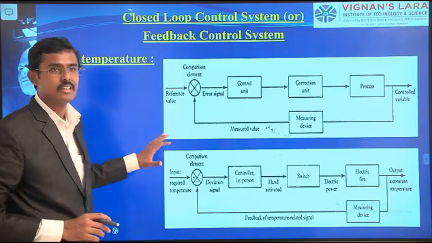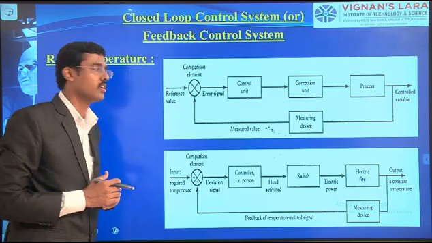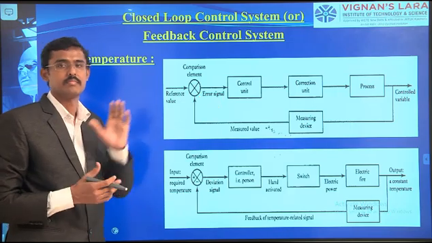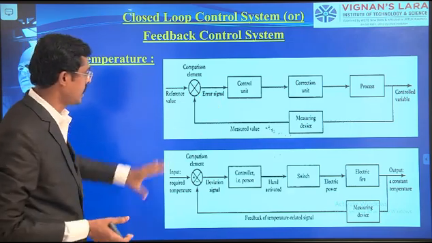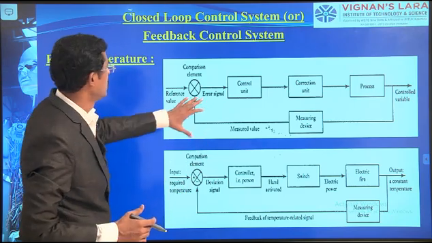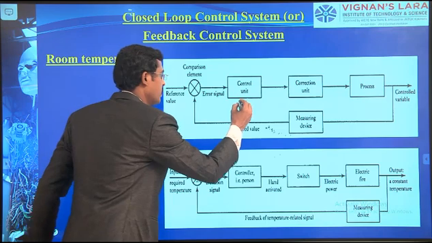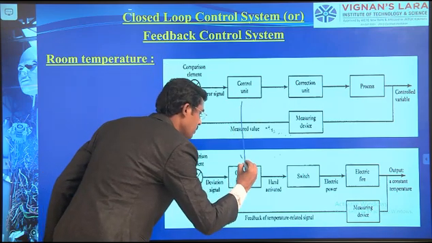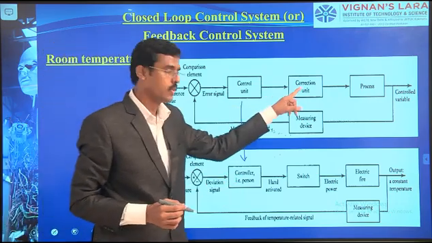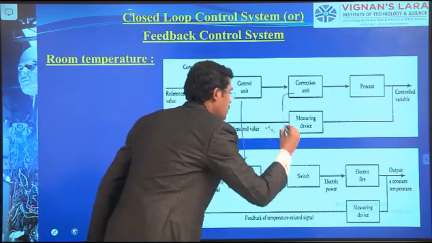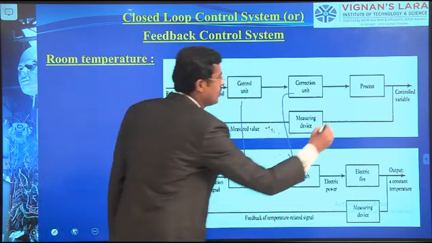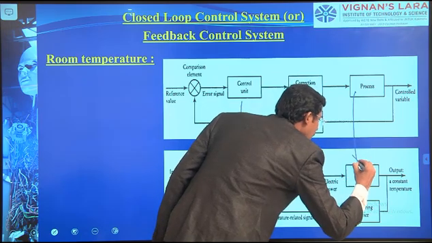I have taken a room temperature measurement for consideration, the same example we saw in the previous slide. Here I have sketched what we talked about. You see, the control unit we can mark as a person, the correction unit as a switch, and then the process may be an electric fire.